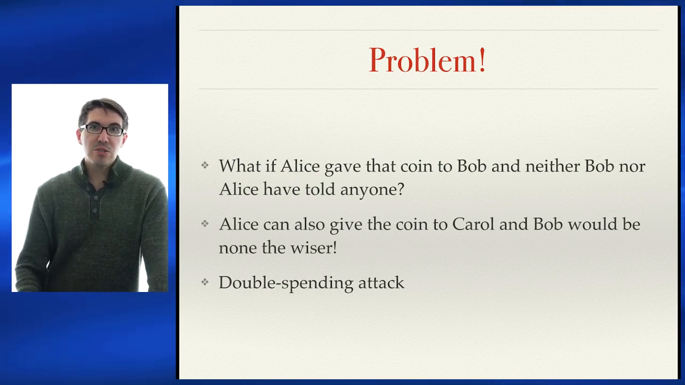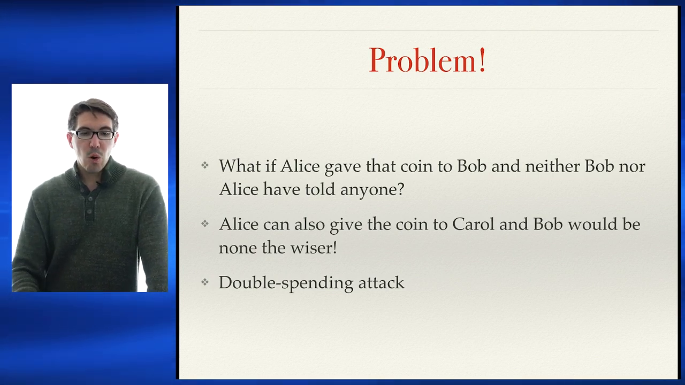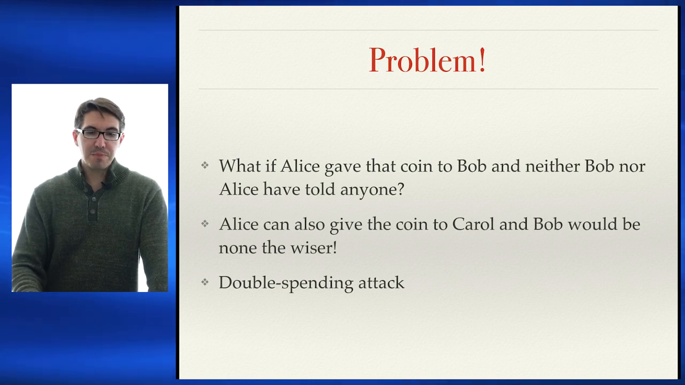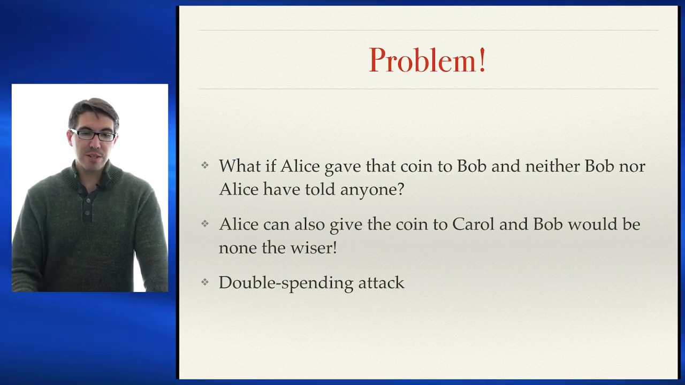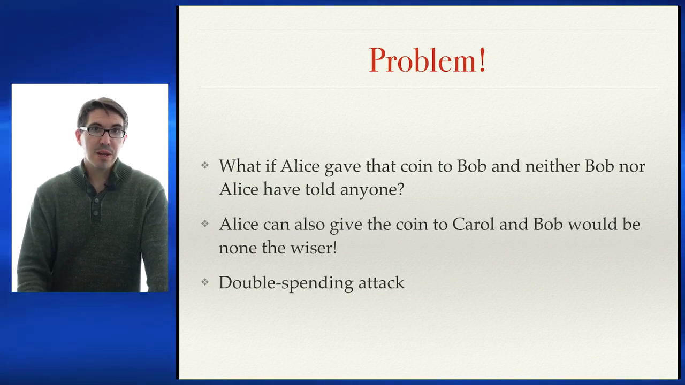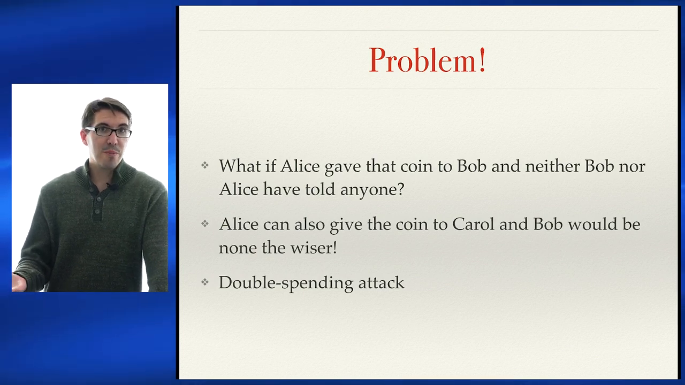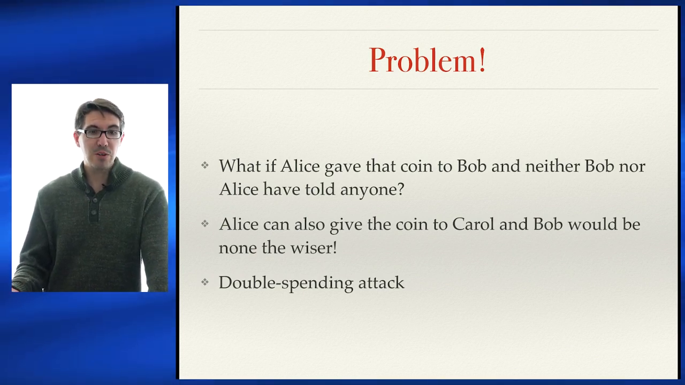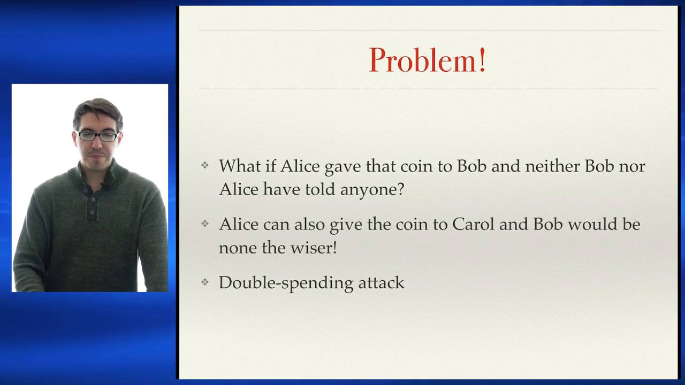So this allows us to verify that coins are valid, but there is a problem here. What if Alice gives a coin to Bob, but neither Bob nor Alice have yet told anyone else? Alice can do the exact same calculations to give the coin to Carol, and Bob would be none the wiser. So now Carol has the coin and Bob doesn't. Or perhaps you could think of it as Bob having the coin and Carol doesn't. This is called a double spend attack.